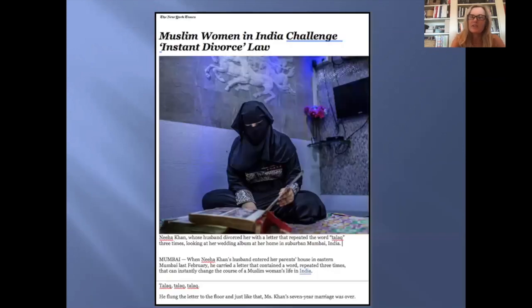And then this article I found interesting. It was a Muslim woman in India whose husband wanted to divorce her, and he just had to repeat a word 3 times for an instant divorce. Talaq, talaq, talaq. He was divorced, he was free from her, and she was left alone with no resources.